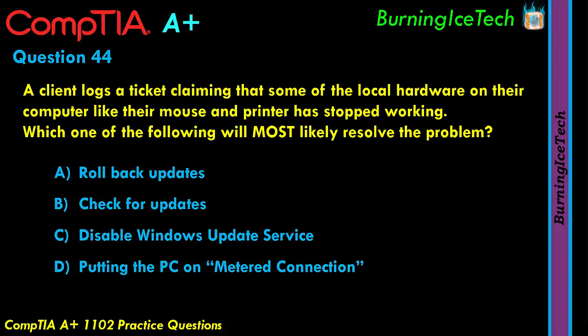B says check for updates. No, the machine wouldn't just randomly stop working unless it's got malware, so I don't see malware as a possible answer here. C says disable Windows Update service.